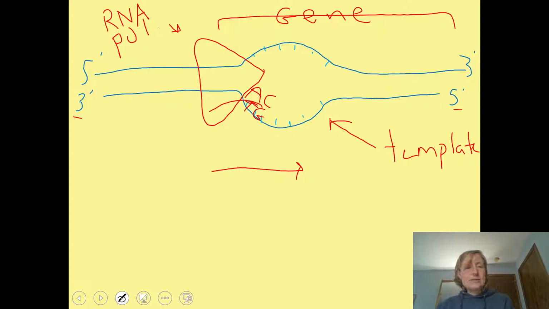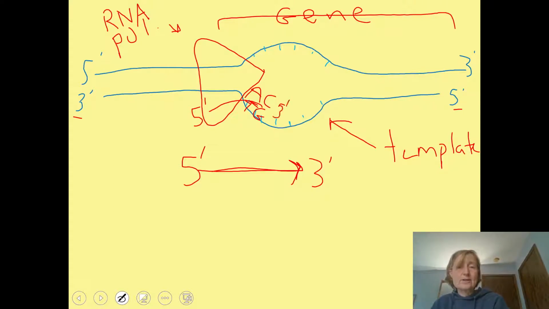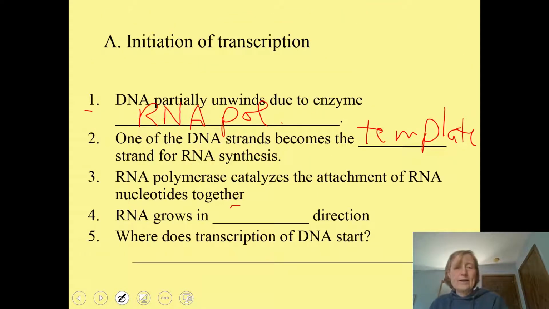Okay? And it builds it in one particular direction. It builds the RNA in a 5' to 3' direction on the RNA strand. So my 5' to 3' direction, my RNA molecule is going to grow this way. This is my 3' end over here. It's anti-parallel to the template DNA strand. Do you see that? Okay, we're going to keep thinking about this in our next couple of slides. RNA grows in the 5' to 3' direction.